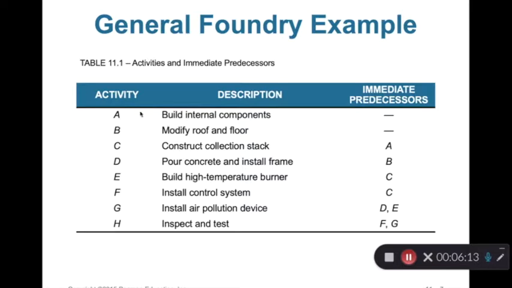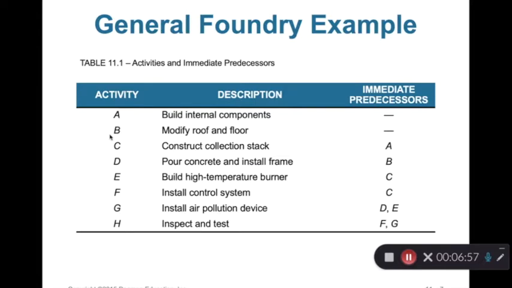For example, we look at A and B. A is to build internal components. So we can see A has no immediate predecessors. What does it mean by immediate predecessors? It means after you finish this activity, you're going to start A immediately. So in other words, this is another activity before A that will be the immediate predecessor of A. But from this table, we can see A has no immediate predecessors. In other words, A must be a start node. So we're going to start the entire project from activity A.